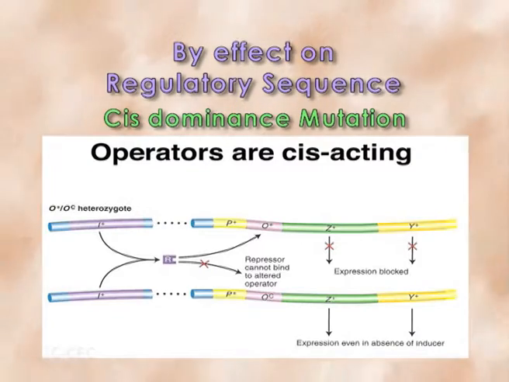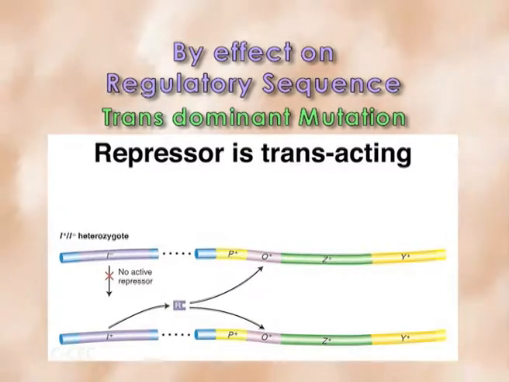Cis-dominant mutation, the mutation happens in the operator sequence. Okay, what is trans-dominant mutation?